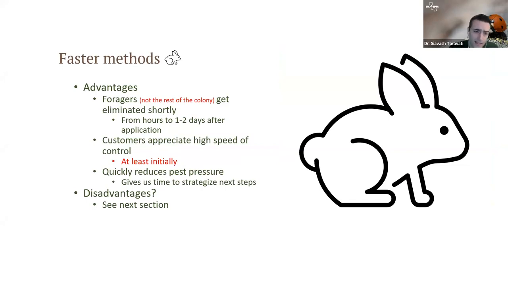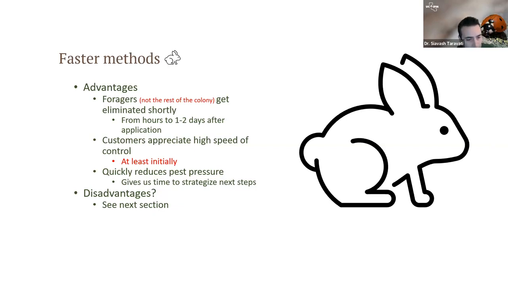So when you use faster methods, for example, bifenthrin, or chemicals like that, you can kill foragers very quickly. And I emphasize here foragers, not the rest of the colony. It could be anything from a few hours to 1-2 days, and then they're gone. So that's really good, keeps customers happy, and I have nothing against it. It's very good. Customers really appreciate it initially, and I'll talk about what may happen later if they come back. So that would be a problem.